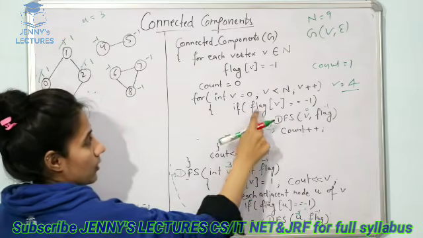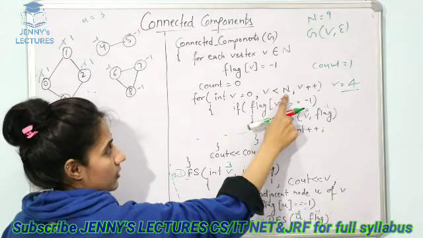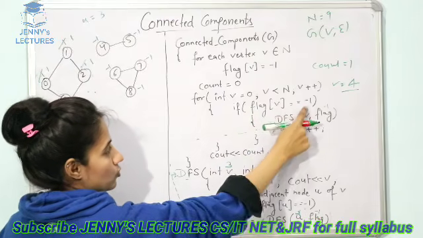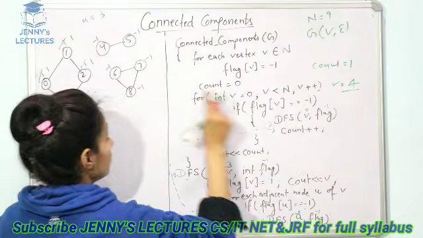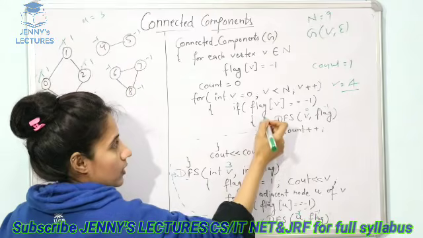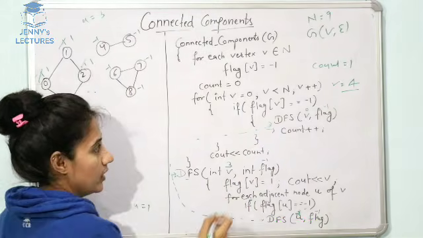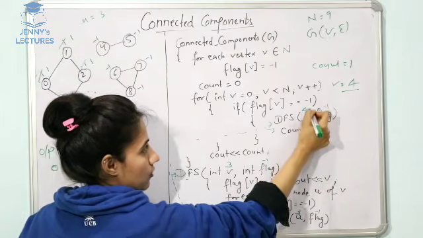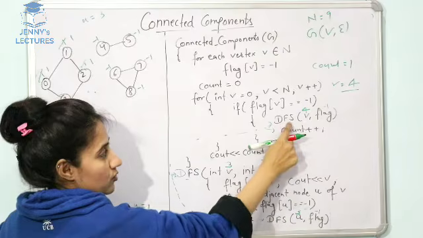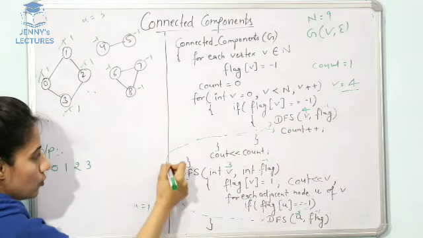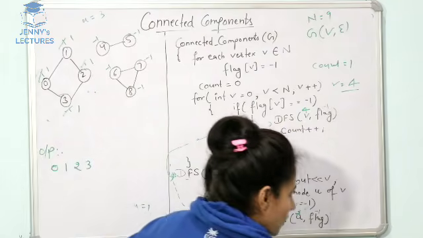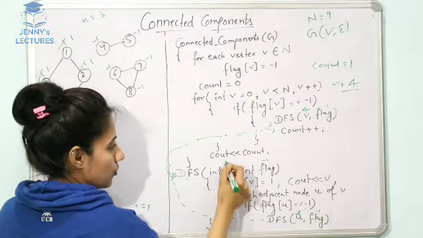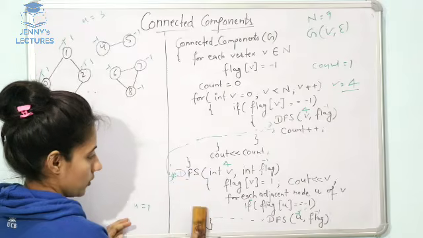Now again check the condition. 4 is less than 9. Yes, this condition is true. Then we'll enter this for loop. If flag of v is equal to -1. Yes, flag of 4 is -1. This condition is true. Then you will enter this if condition. Again we will call this DFS. Now value of v is 4 and flag is -1. This function will be called. The control would go here. What has been passed? 4, and flag value is -1.